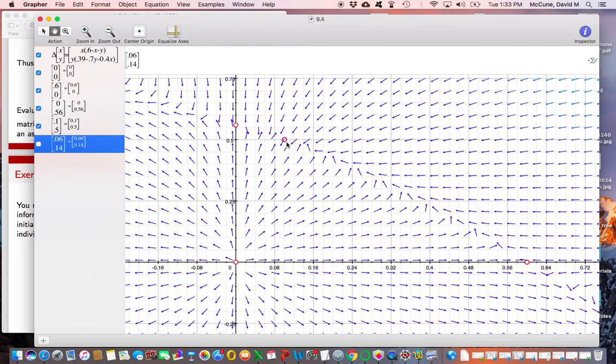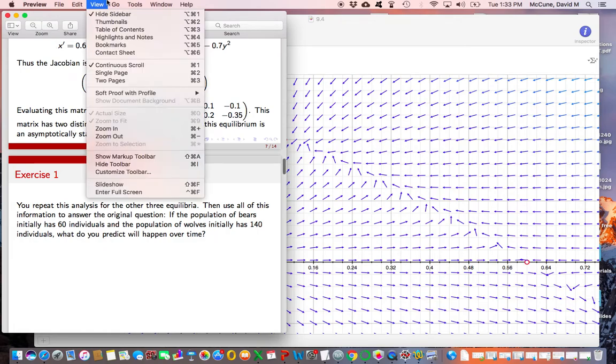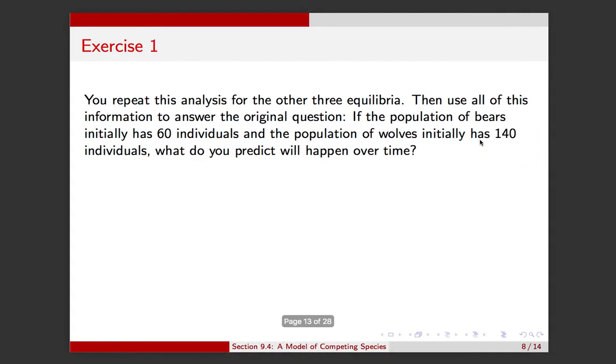Anyway, you can see the stability in this picture, right? If you're at this red circle and I knock you off of it a little bit, you flow right back, don't you? No matter which way I knock you off, you flow right back. So there's an asymptotically stable node there. Okay, so you can see what happens from the picture, but your first exercise should be to repeat this analysis for the other 3 equilibria, and then use all of that information to make a prediction. Our question was, if you have 60 bears and 140 wolves initially, what happens over time? So do the classification and then try to answer this question.